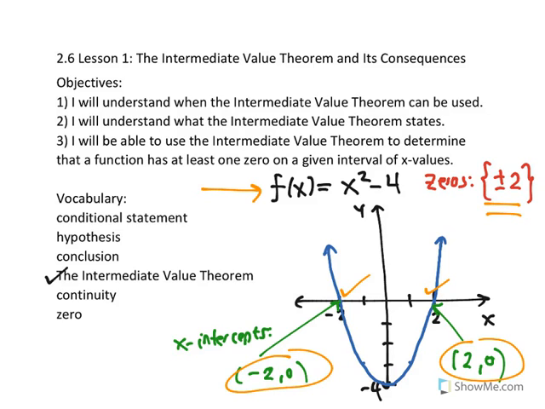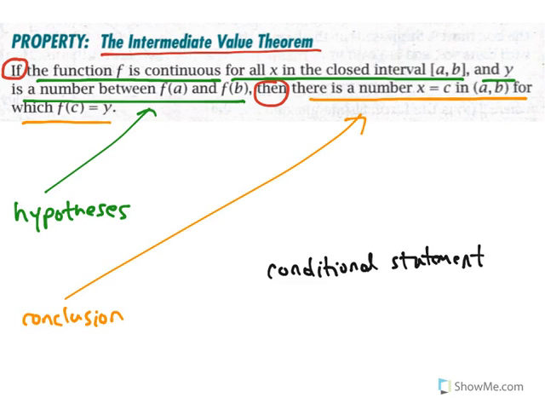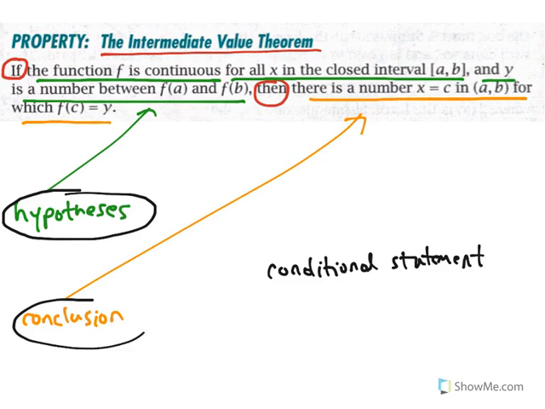So we just looked at the intermediate value theorem. It is a conditional statement. It has hypotheses and a conclusion. And in the hypothesis, one of the conditions is continuity. So when can the intermediate value theorem be used? And what does it tell us? The intermediate value theorem can be used when you have a problem that satisfies the hypotheses in the theorem, and it tells us what the conclusion states.